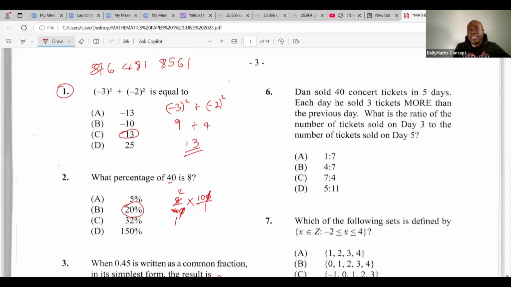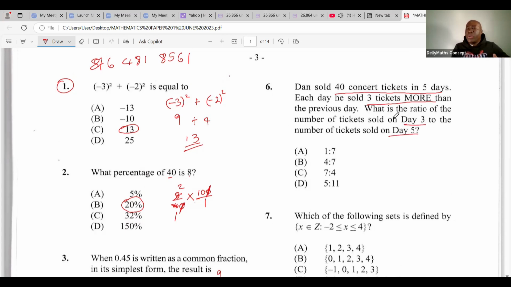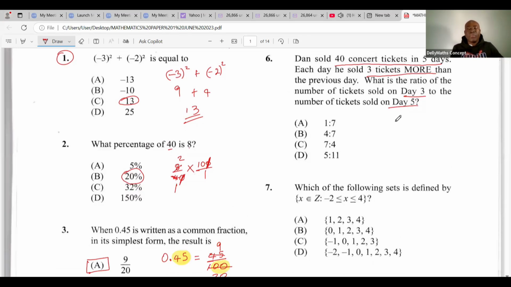The other question says, Dan sold 40 concert tickets in 5 days. So a total of 40 tickets were sold in 5 days. Each day he sold 3 tickets more than the previous day. What is the ratio of the number of tickets sold on day 3 to the number of tickets sold on day 5? So what we want to do here is to set up a system. Let us find what X is, all right, or find that unknown.